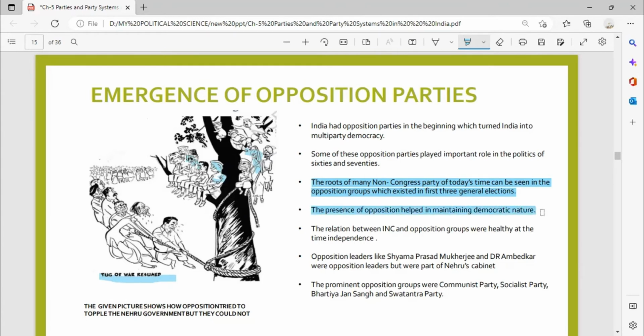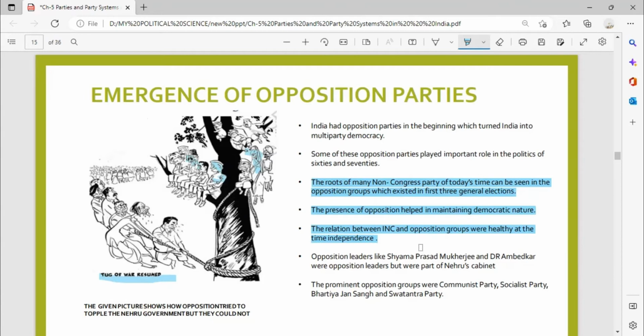Remember, these opposition parties, though they were negligible in number, their presence was negligible. But what happened? These kept a check on the Congress so that it does not become dictator or autocratic. So that was the most important thing. The relation between INC and opposition groups was healthy at the time of independence. That's absolutely correct. People had respect for each other. Despite differences in opinion, they used to sit together. They used to respect each other.